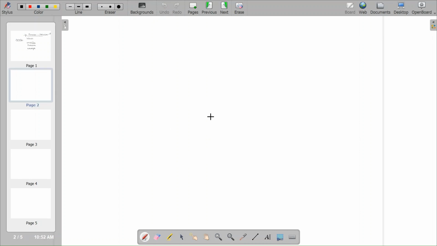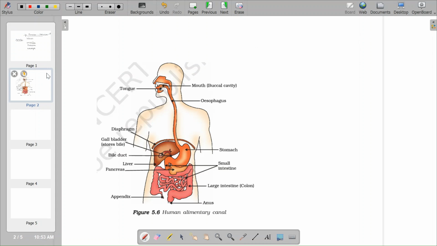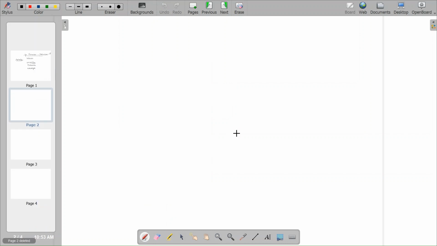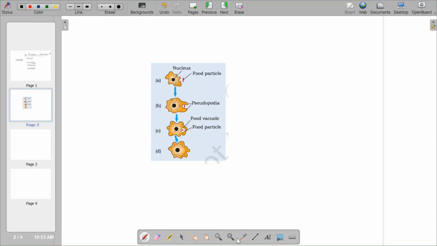Now we will discuss how digestion takes place in amoeba. In amoeba, the digestion takes place inside the cell. I will add the diagram of the mechanism of digestion in amoeba. Before, I mentioned that they are unicellular organisms. So if it is a single celled organism, the ingestion, then digestion, everything is going to take place inside the cell.